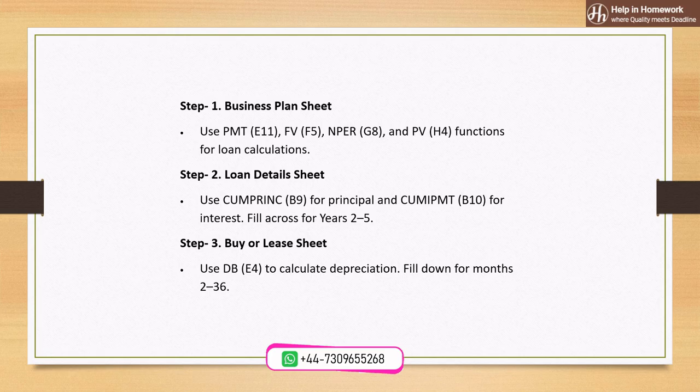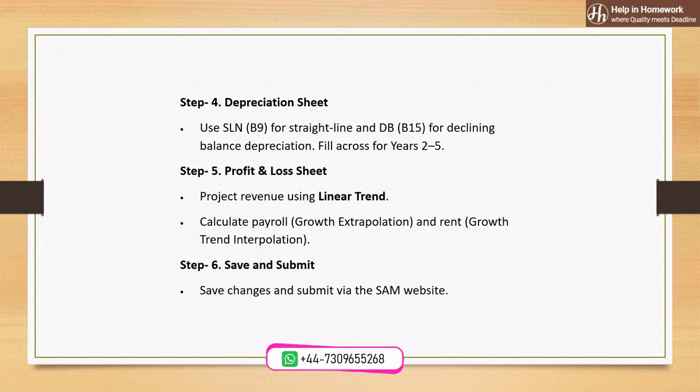Step 3. Buy or Lease sheet. Use DB (E4) to calculate depreciation. Fill down for months 2 to 36. Step 4. Depreciation sheet. Use SLN (B9) for straight line and DB (B15) for declining balance depreciation. Fill across for years 2 to 5.